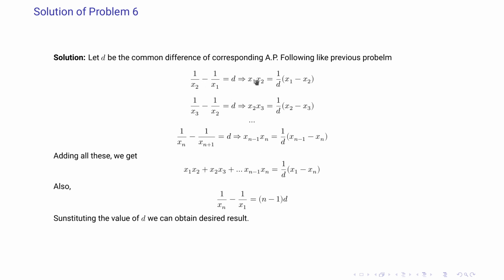So finally, if we add this, we will have x1 x2 plus x2 x3 plus up to x(n minus 1) into xn. And over here, x2 will get cancelled, x3 will get cancelled, and x(n minus 1) here will get cancelled. So right hand side would be 1 by d into (x1 minus xn). Now this is nothing but 1 by xn minus 1 by x1 is equal to (n minus 1) into d. So substituting these values, we can obtain the desired result. We substitute the value of d from this equation over here, just like problem 5.